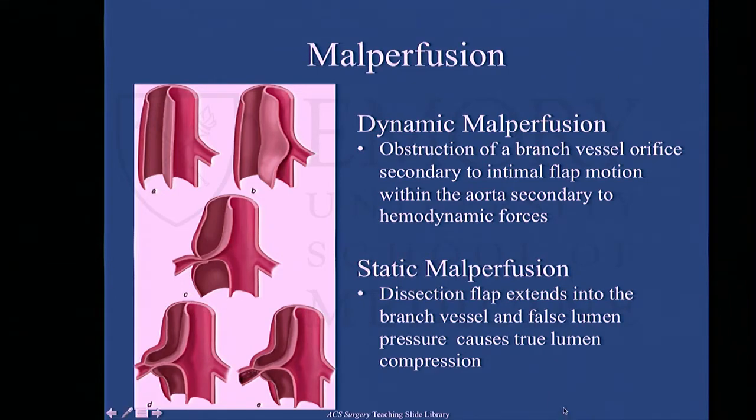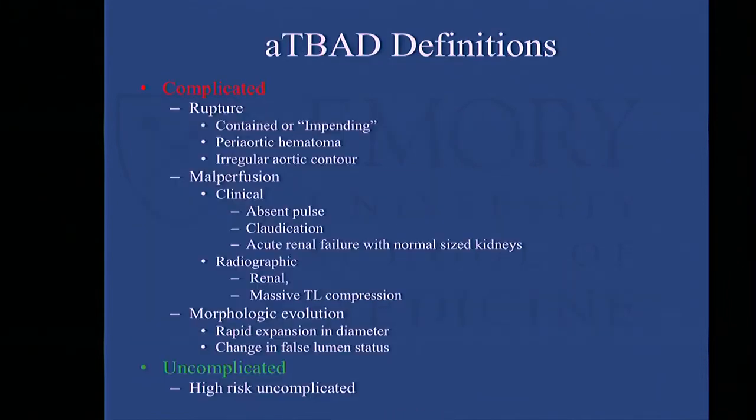Static malperfusion refers to a clot, or more commonly, when the flap dissects into a branch vessel and false lumen pressure is usually higher than true lumen pressure and compresses that vessel. These types of static malperfusions do not typically respond to just a stent graft proximally in the descending thoracic aorta, and will usually require branch vessel stenting to relieve that static malperfusion. So it's important to understand those two different types in the pathophysiology.